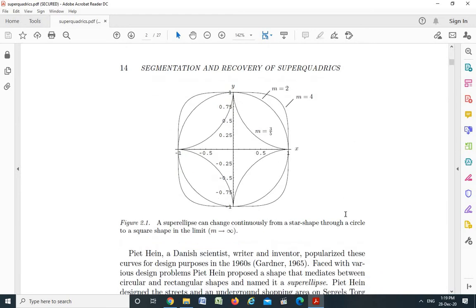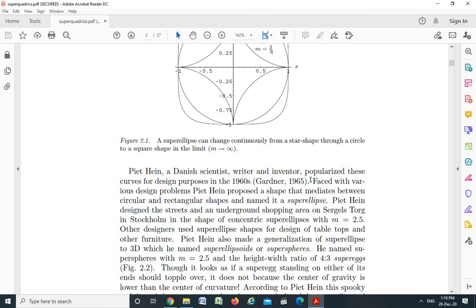This is an example of a superellipse, and as you can see from here, when m equals 2, we have this circle. When m is greater than 2, we have a somewhat rectangular shape, and when m is less than 2, here in this case m equals 3 by 5, which is 0.6, we have a curve like this. I'm going to demonstrate all these things.